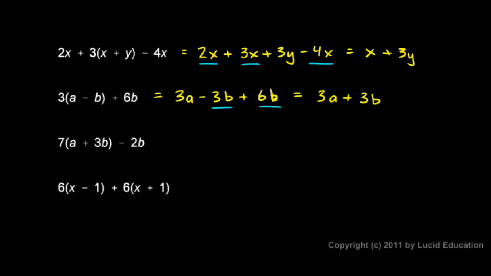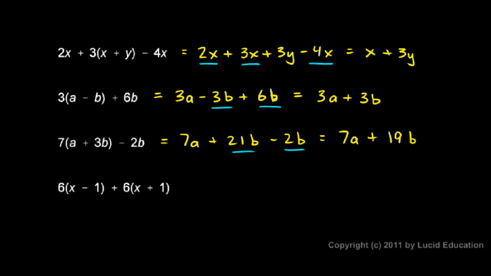In this one, I distribute the 7, so 7 times a gives me 7a, and then 7 times 3b gives me a 21b, and then I still have my minus 2b. Now the a term is all by himself, but the 21b and the minus 2b are both b terms, so they can be combined. So we'll keep our 7a, and 21b minus 2b is 19b. So 7a plus 19b is the answer.